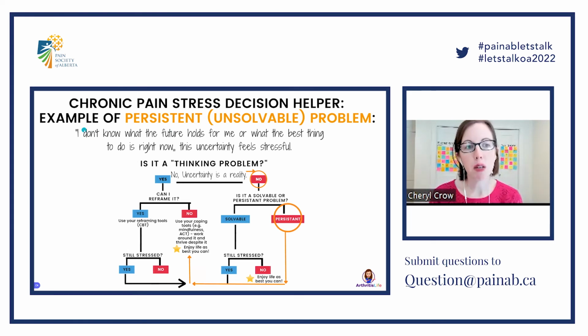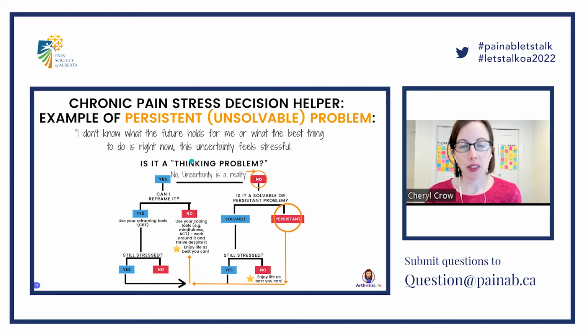And then we can say, okay, what about an example of a persistent or unsolvable problem? And that's where we kind of get the thoughts about the future. Oh my gosh, I'm overwhelmed. Like, what is my future going to be like? I can't live like this. I'm really stressed by the uncertainty. And then, I can't think differently.